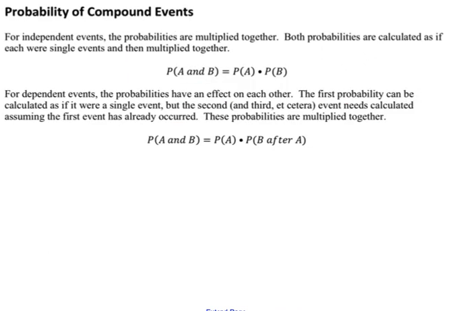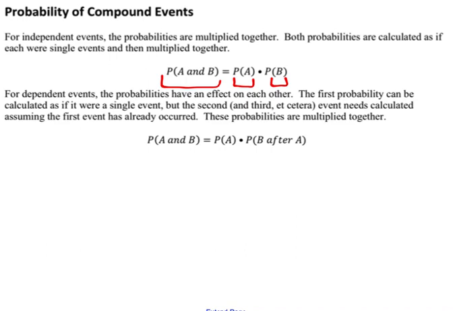Okay, the probability of compound events. For independent events, the probabilities are multiplied together. Both probabilities are calculated as if they were single events and then multiplied together. So the probability of A and B happening is the probability of A happening, and then you just multiply by the probability of B happening. And if there's more than 2 events, you just keep multiplying those probabilities together.